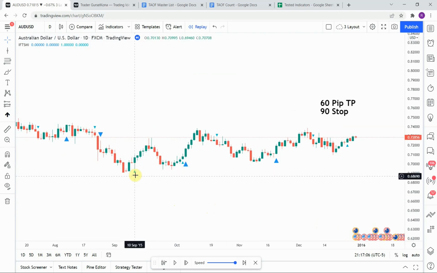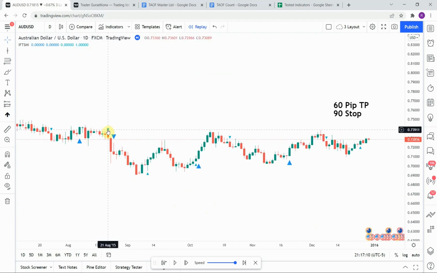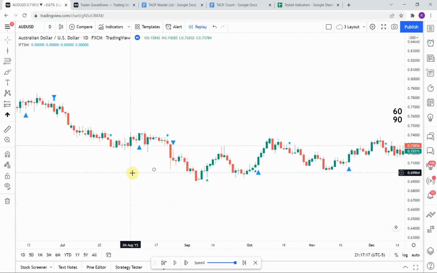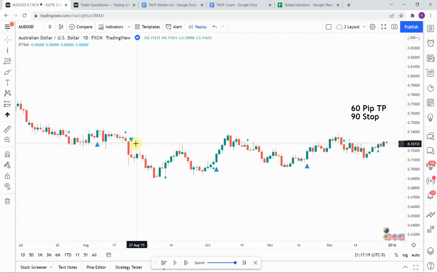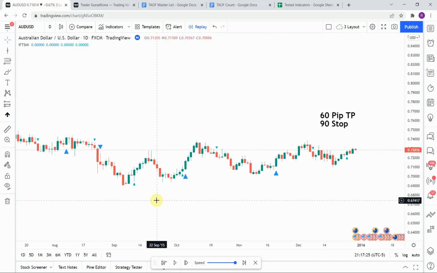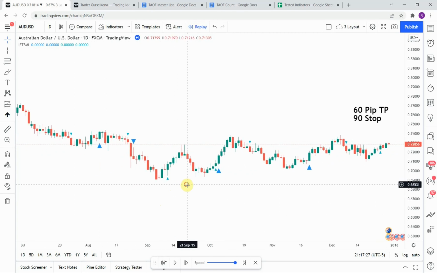Right here where my mouse is, there is a small little triangle pointing upwards. Right here, or even right here, you can see a small little triangle pointing downward. And then we have these larger blue triangles here pointing down, pointing up, pointing up. What we're going to look for first and foremost is the small little triangle.